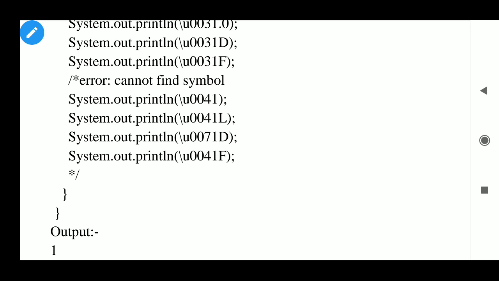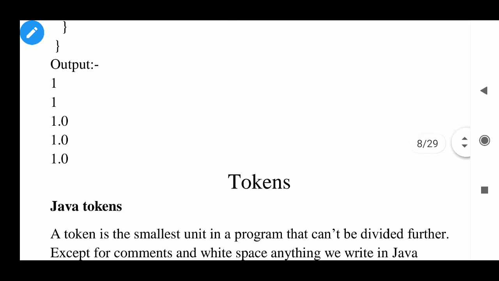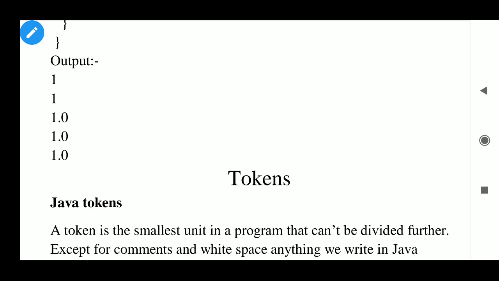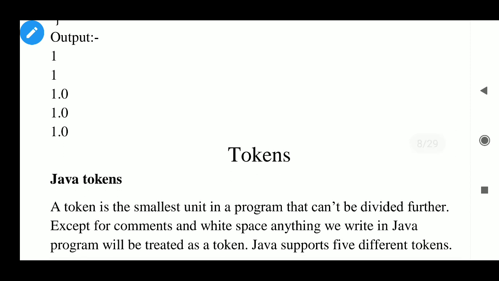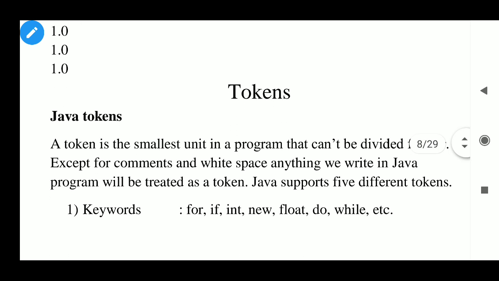L for long, D for double, F for float. Now come to tokens. A token is the smallest unit in a program that can't be divided further. What is a token actually? The smallest individual unit is called a token. Because of tokens, we make the program with the help of tokens. Except for comments and white space, anything we write in Java will be treated as a token.